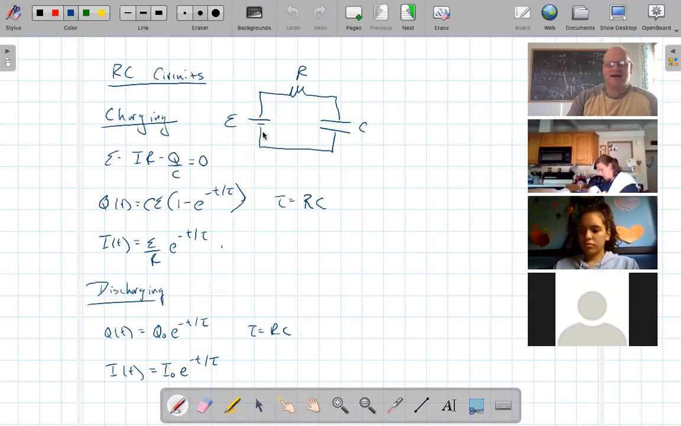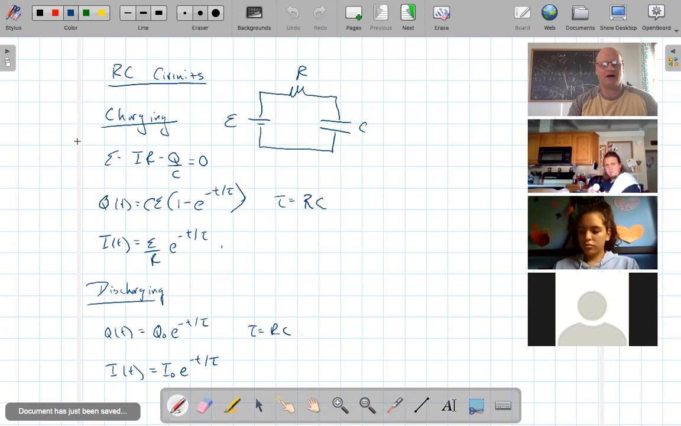In this case, we have a battery connected to a resistor, connected to a capacitor, all in series. So using our Kirchhoff loop rules, we came up with this expression. We have the EMF minus the current times the resistance, so that's Ohm's law, minus the charge divided by the capacitance, so that's for capacitors, is equal to 0.